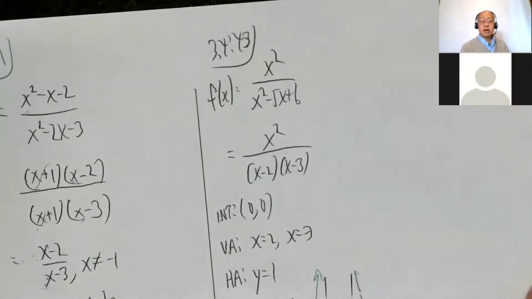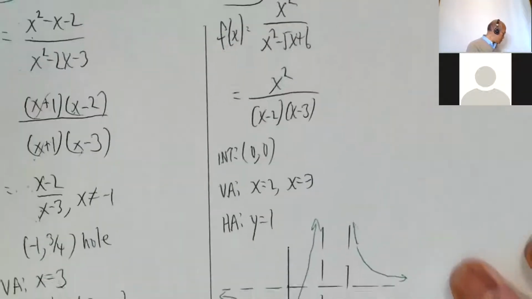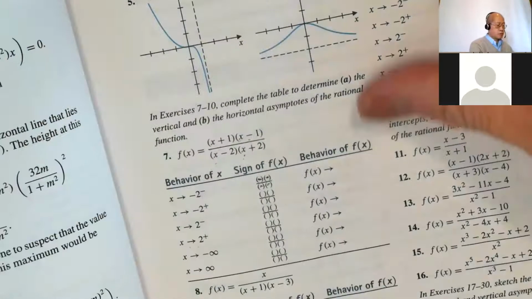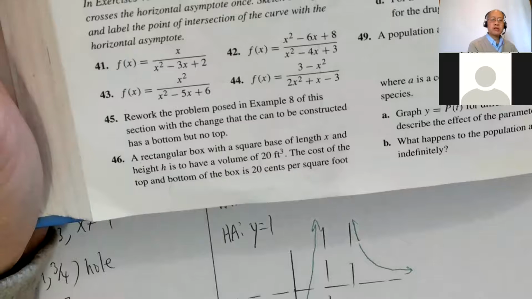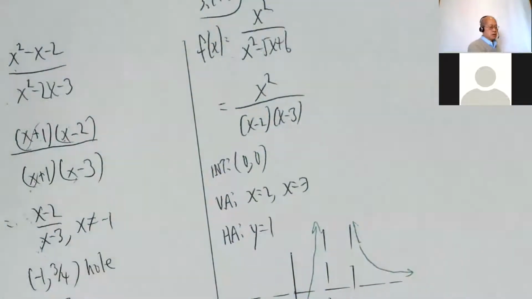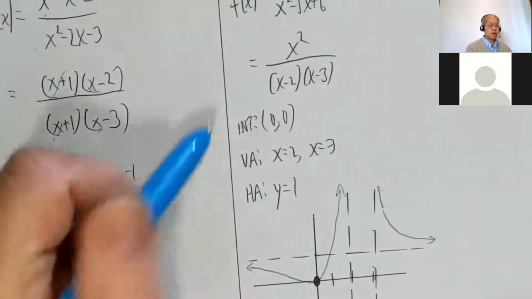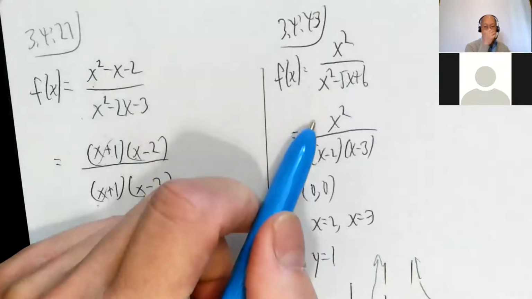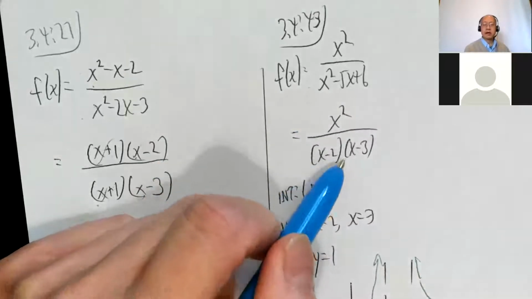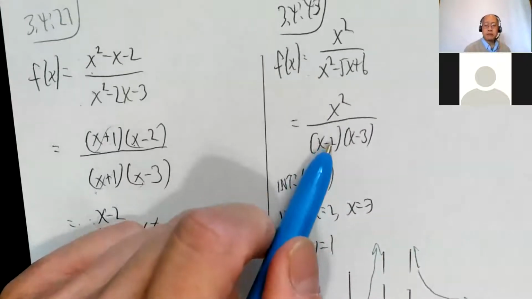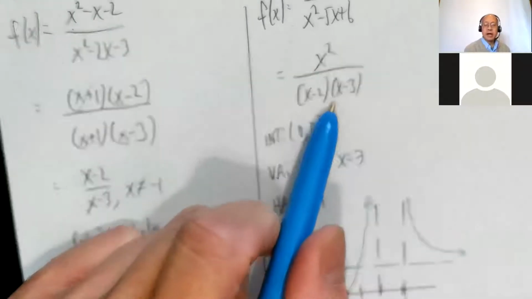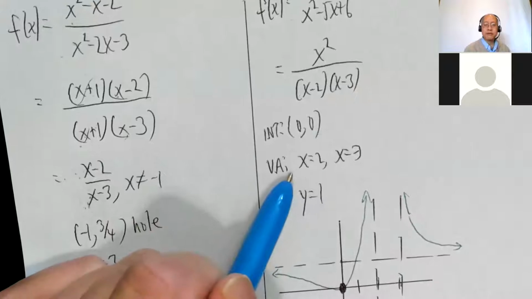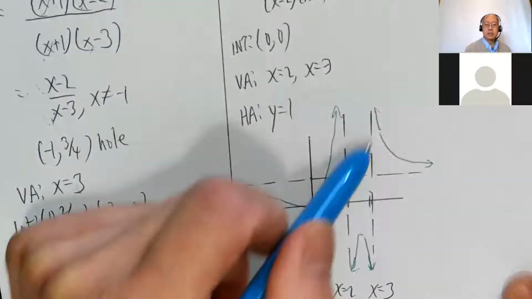All right, so let me go ahead and show you 43. X squared over x squared minus 5x plus 6. Okay, factor: x minus 2, x minus 3. No cancellation. All right, so x equals 2 and x equals 3 are both going to be vertical asymptotes. x equals 2, x equals 3.